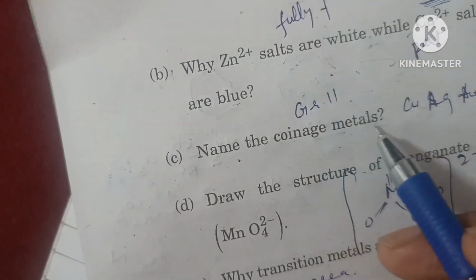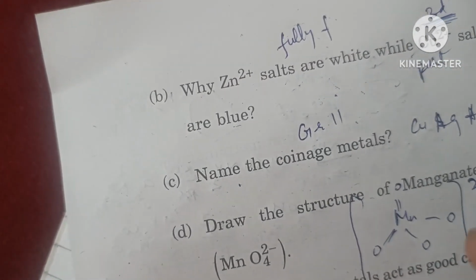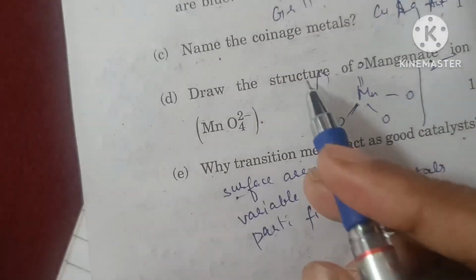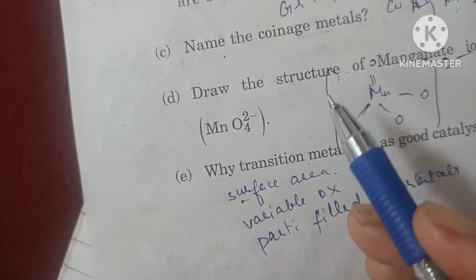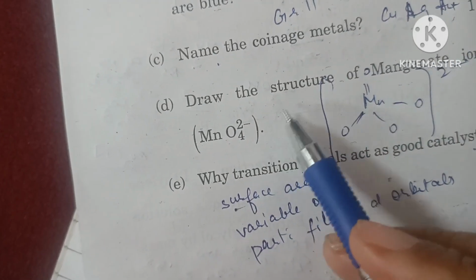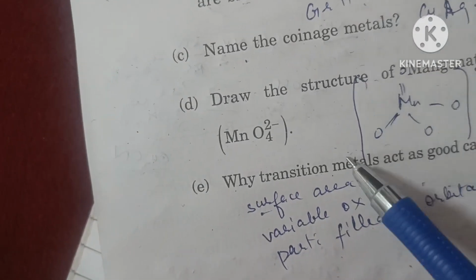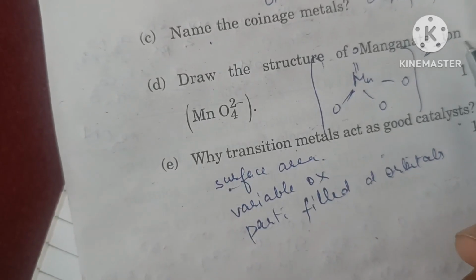Name the coinage metals. So group 11, copper, silver and gold, they are called coinage metals because they have been used in making of coins. Draw the structure of manganate ion, MnO4 2-. So manganate ion will have manganese in tetrahedral arrangement with 4 oxygen atoms, 2 with double bond and 2 with single bonds with 2 negative charge on it.